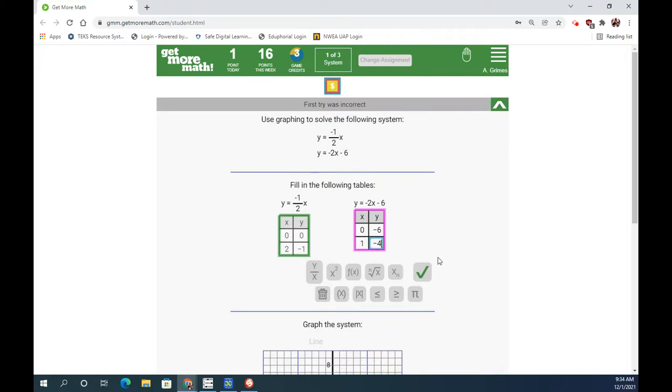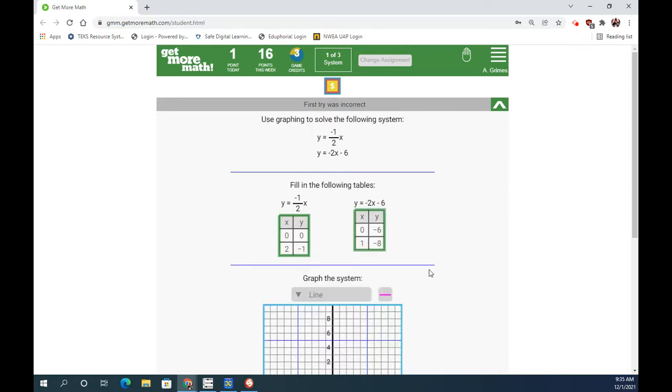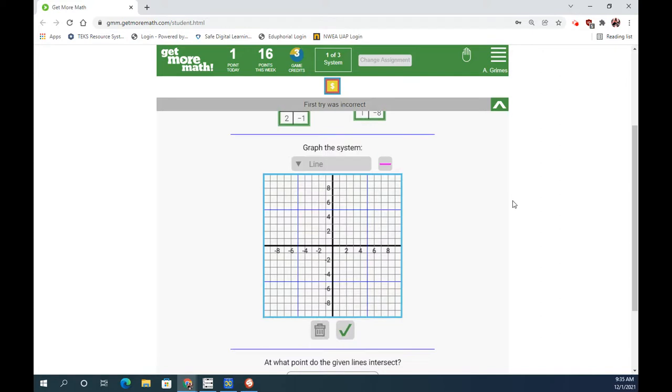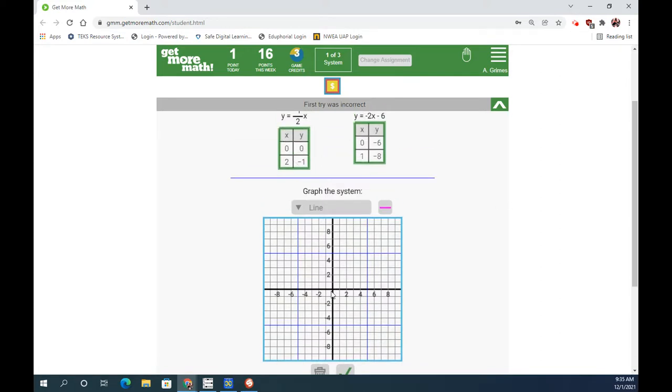Uh-oh. What was it? Oh, it was negative 2, 6. I put it in wrong. My bad, guys. So that would be 1, negative 8. Sorry about that. That hurts too. You got to put it in correctly. Now, here's what you do. You take those points. 0, 0, plot it. 2, negative 1. There it is. 0, negative 6. 1, negative 8.